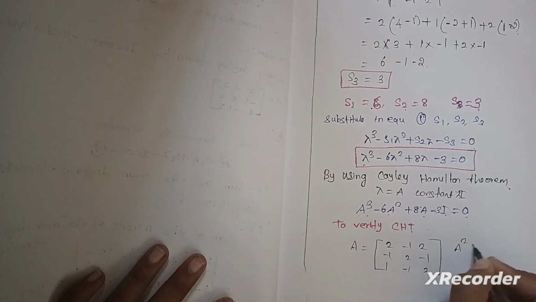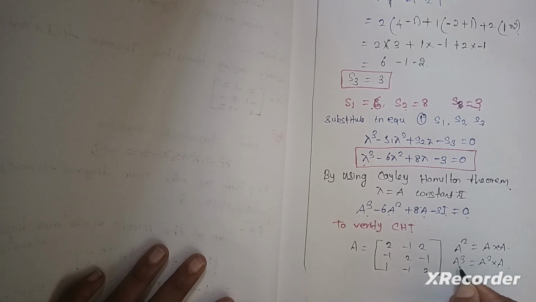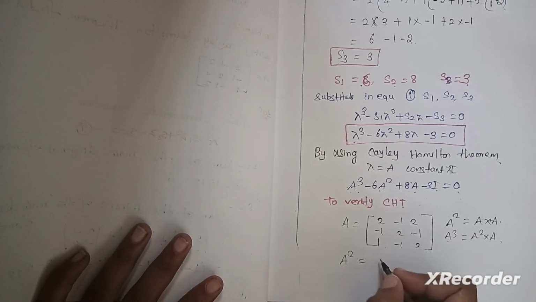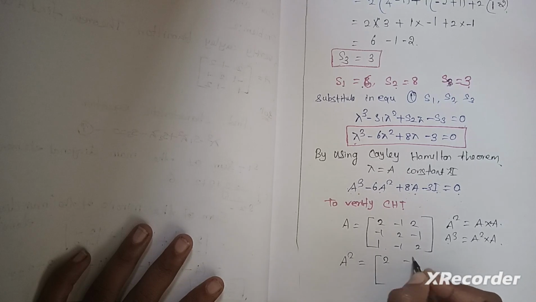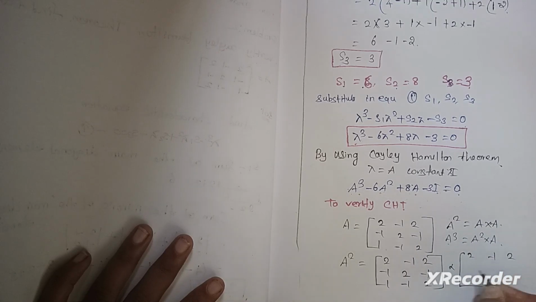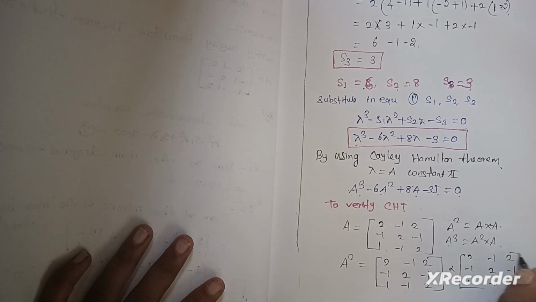What is A square? A squared equal to A into A. Here A cube equal to A squared into A. First we have to find A squared, so we find A into A. A squared equals the matrix 2 minus 1 1, minus 1 2 minus 1, 1 minus 1 2 multiplied by itself.